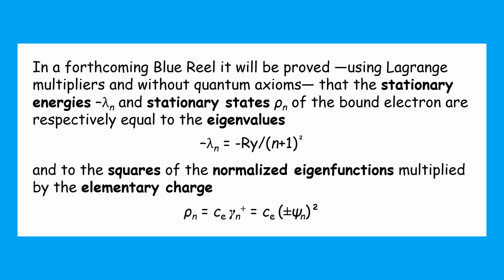In a forthcoming blue reel, it will be proved using Lagrange multipliers and without quantum axioms that the stationary energies and stationary states of the bound electron are respectively equal to the eigenvalues and to the squares of the normalized eigenfunctions multiplied by the elementary charge.